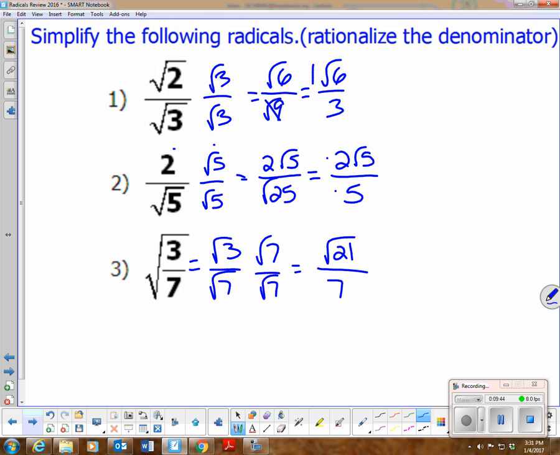All right, so let's now look. Do we have a radical in the denominator? No. Can we simplify the square root of 21? No. And do we have anything to reduce with the 1 and the 7? No, so that is our answer, and we stick with that.